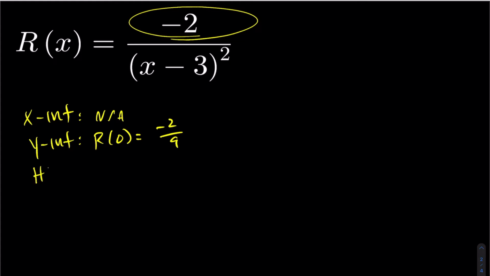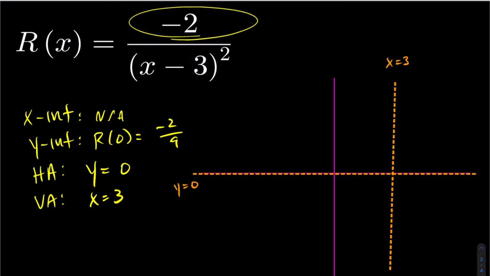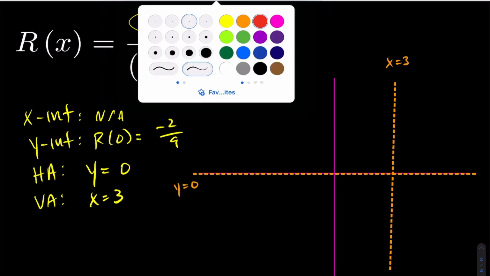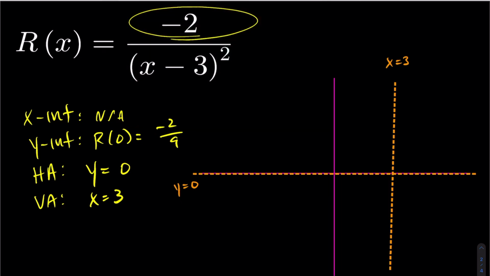Right away, we see the degree of the bottom is larger than the degree of the top, so we have a horizontal asymptote at 0. You'll also notice we have a vertical asymptote at x equals 3. So let's go ahead using this information and graph. Right away, I went ahead and sketched out my vertical asymptote and my horizontal asymptote. I'm then going to graph my y-intercept, which happens at negative 2 over 9, so somewhere around here.